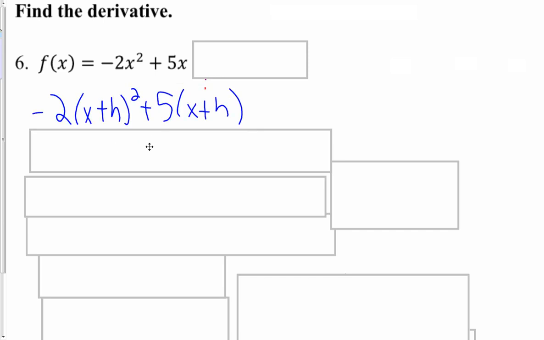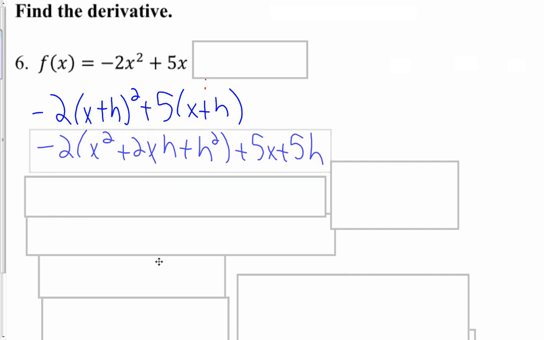So f of x plus h right here, negative 2 times x plus h squared plus 5. Notice there's another x. You need to plug x plus h in for each x. If it appears more than once, you should have more than one. And now simplifying, again, as a reminder, this is x squared plus 2xh plus h squared. We had that as a memorization earlier on. This will be 5x plus 5h. And then the negative 2 will distribute, so minus 2x squared minus 4xh minus 2h squared.